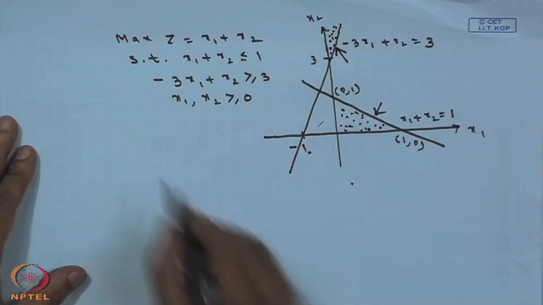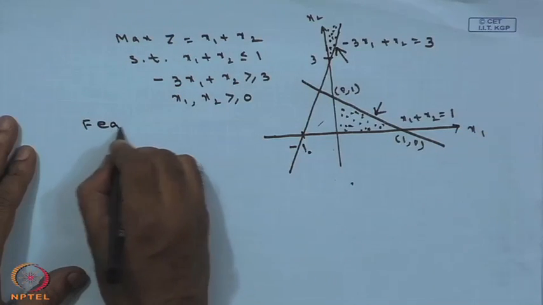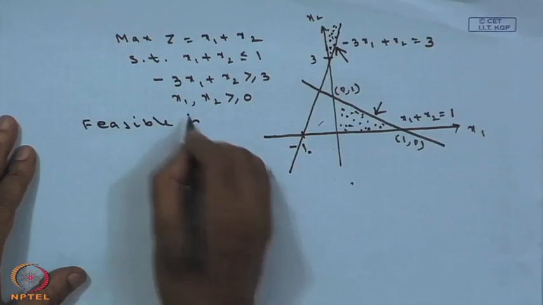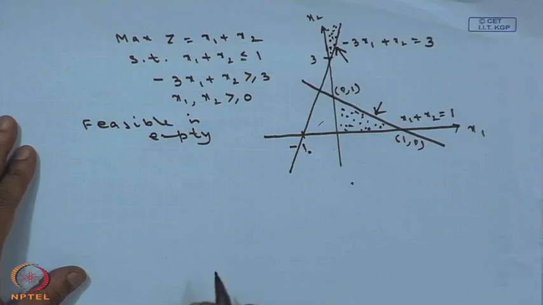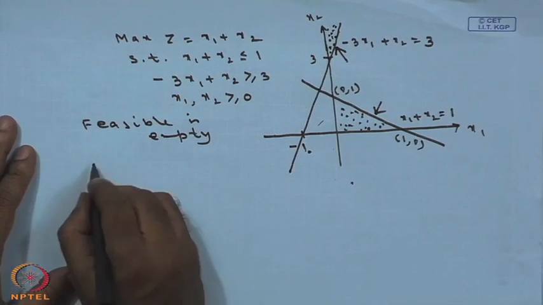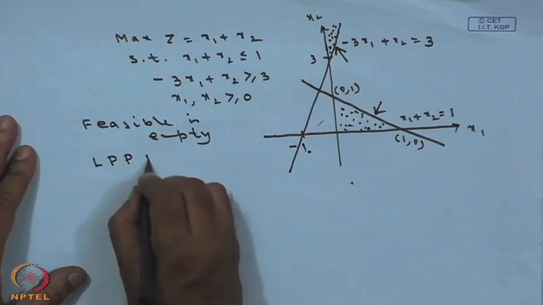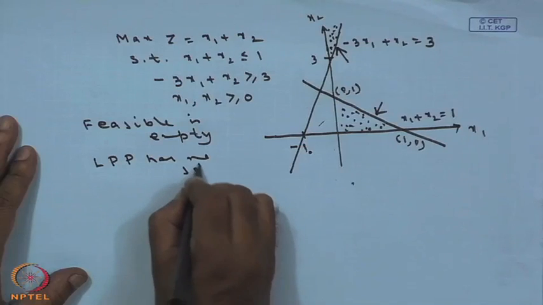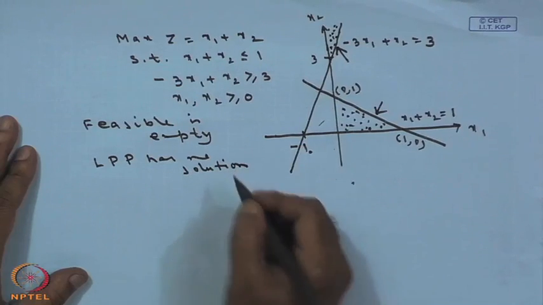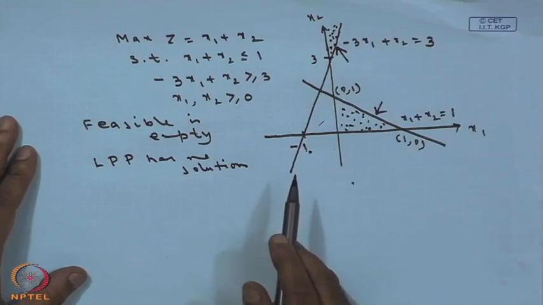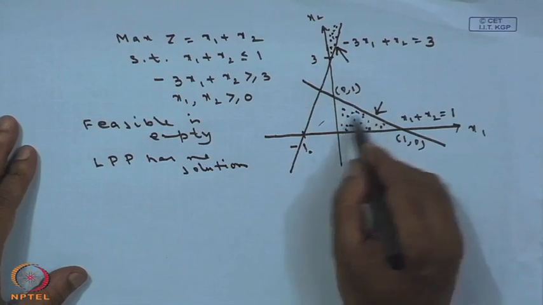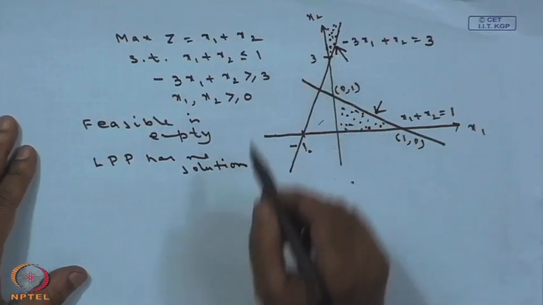So, I can say that the feasible set is empty. Once the feasible set is empty, then obviously the LPP has no solution. So, please note that this LPP has no solution. Why no solution? Because the feasible set is empty, there is no feasible region. The feasible region here is empty, as we have now explained.